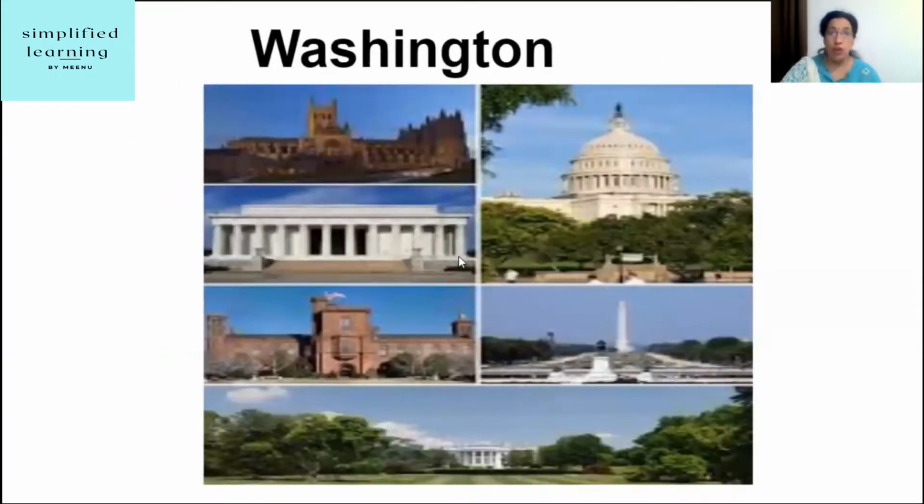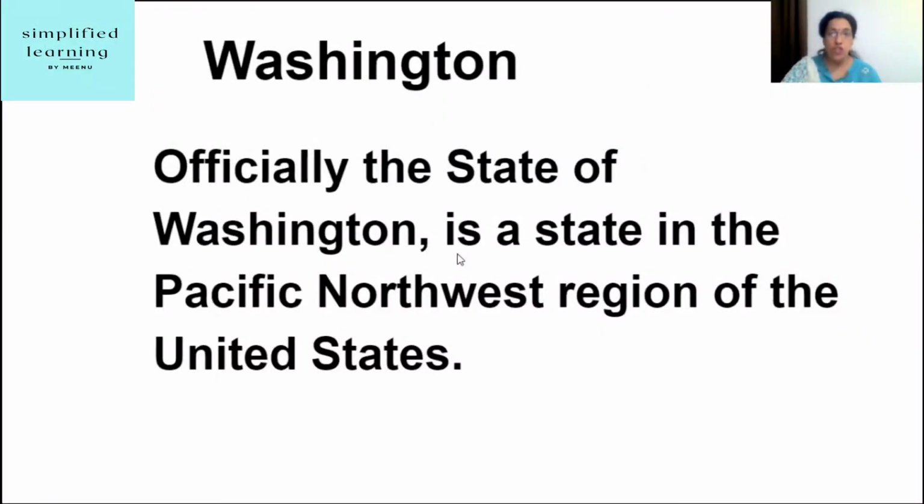The first one we are going to explore is Washington. Washington, officially the state of Washington, is a state in the Pacific Northwest region of the United States. Now, what is the meaning of Pacific Northwest region? We know the whole of North America is situated in the northern and western hemisphere. Clear?